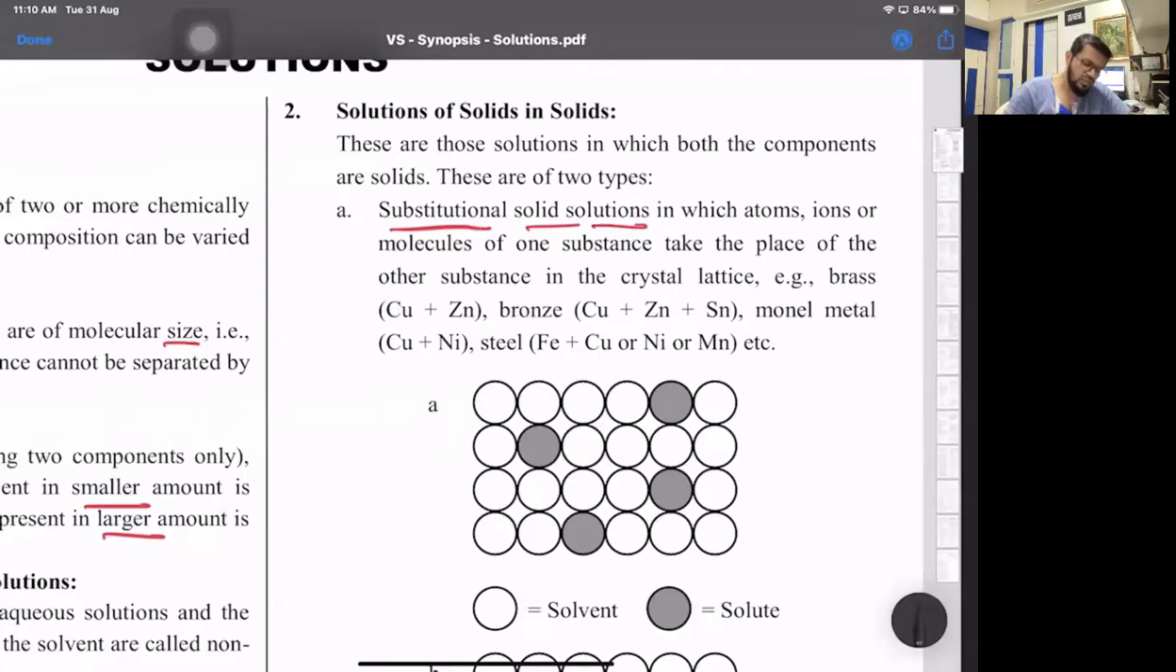Look at that. Solute is this, and that's the solvent. So few of the solvent atoms have been replaced by solute. Then that type of a solution is called substitutional solution. So the sizes are almost the same. Okay. Same way, more alloys are given over there, like brass, bronze, monel metal, steel, and so on.